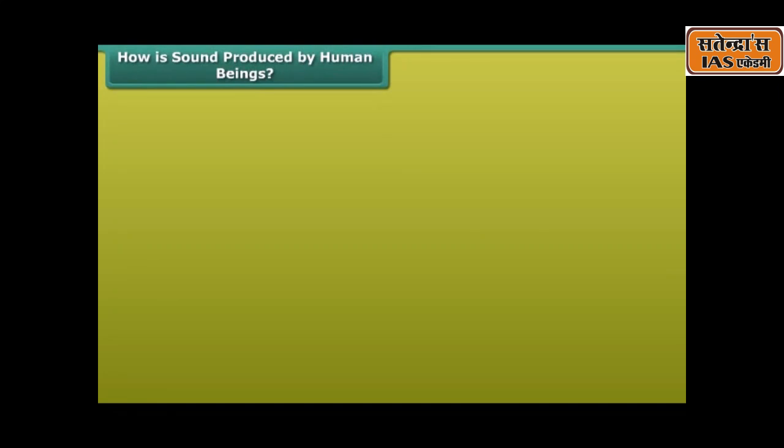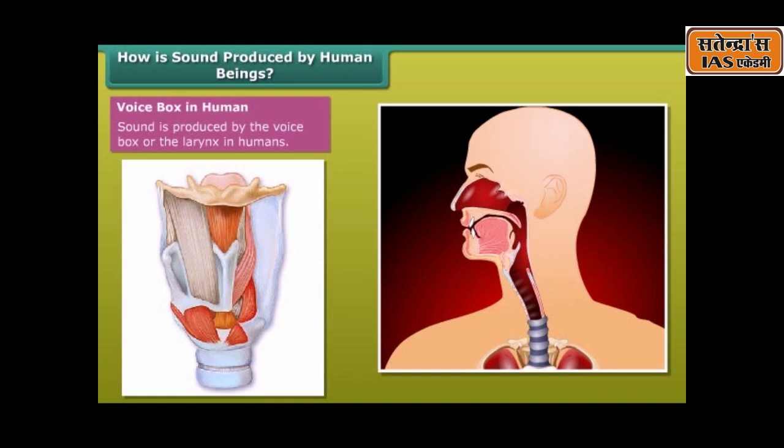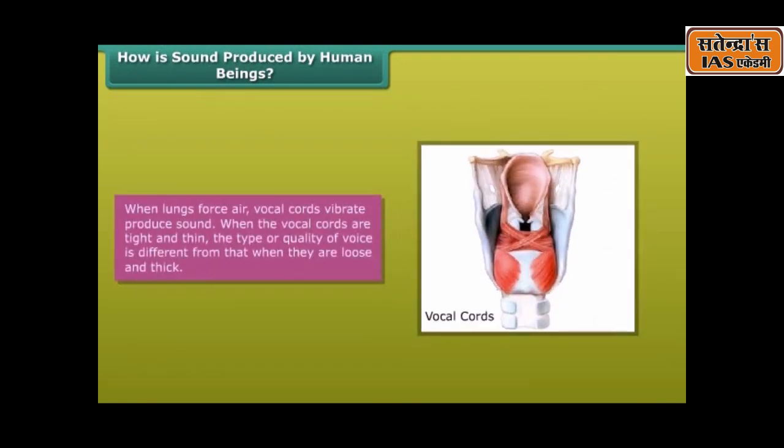How is sound produced by human beings? Voice box in humans. Sound is produced by the voice box or the larynx in humans. The part which moves when you swallow is known as the voice box, which is at the upper end of the windpipe. Two vocal cords are stretched across the voice box. When lungs force air, vocal cords vibrate, producing sound. When the vocal cords are tight and thin, the type or quality of voice is different from that when they are loose and thick.